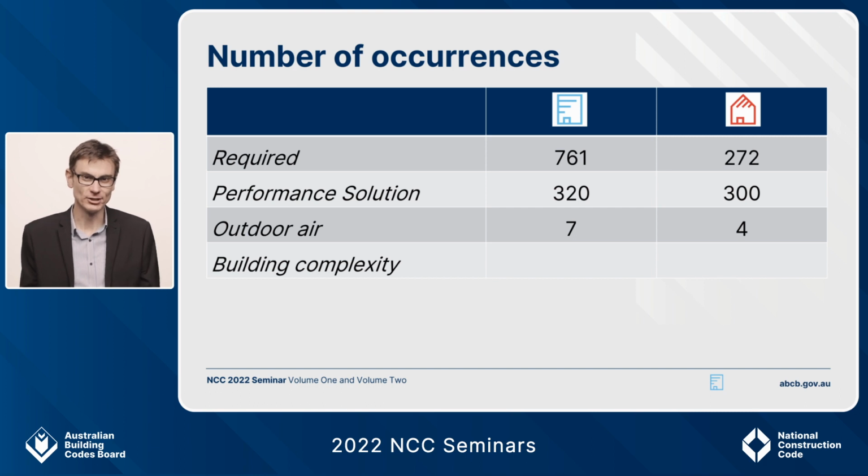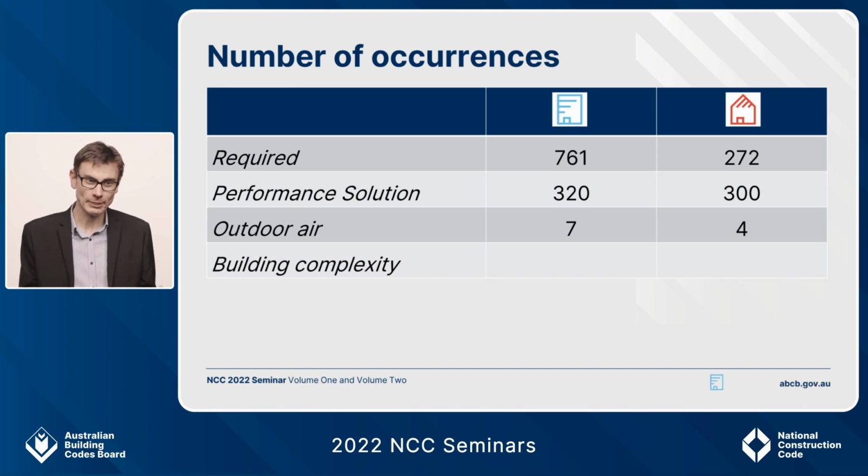The next definition change is the introduction of a new defined term, building complexity. But before I show it to you, I'm going to show you some trivia: the number of occurrences of defined terms in the BCA. So required, I think, is the most popular defined term in the BCA. It's got 1,033 occurrences across both volumes. I was surprised by performance solution. I thought it wouldn't occur as often as it does, but 620 times you see the defined term performance solution used in BCA Volumes 1 and 2.